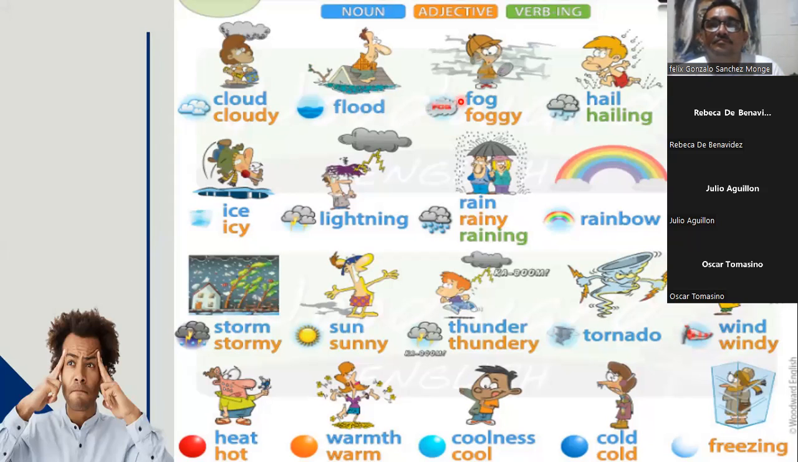Fog, neblina. ¿Cómo lo paso a adjetivo? Foggy, neblinado, foggy. Hail, granizo. Say hail, hailing. Es como, how do we say this? Como cuando cae granizo, like hailing. Granizando. Granizando, that will be pretty much like that.